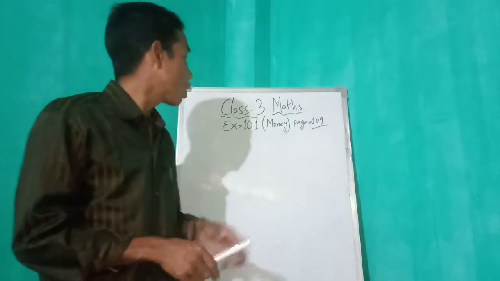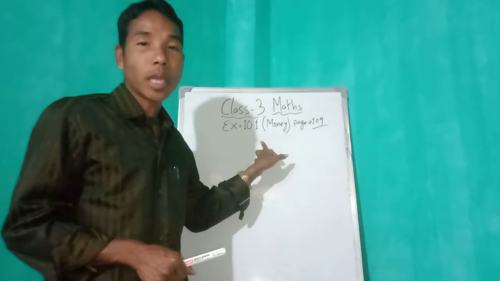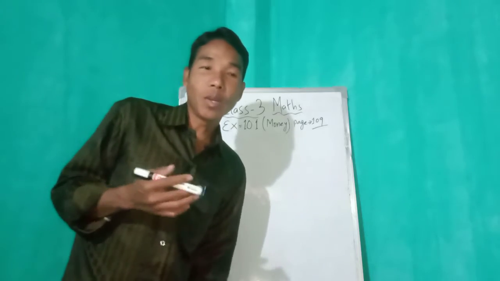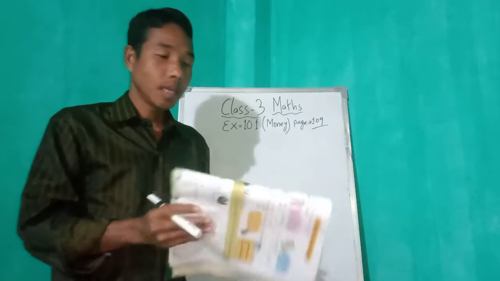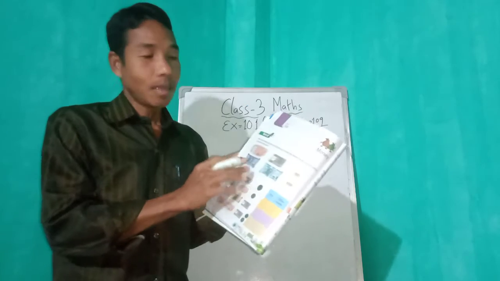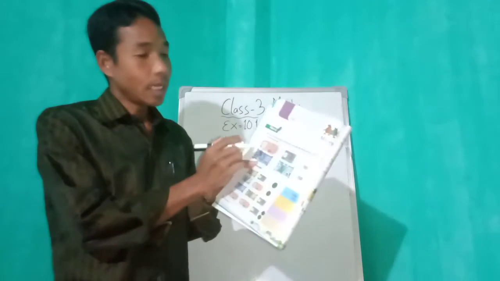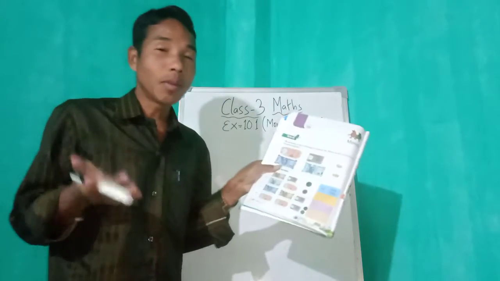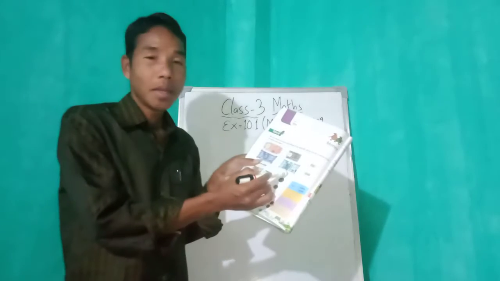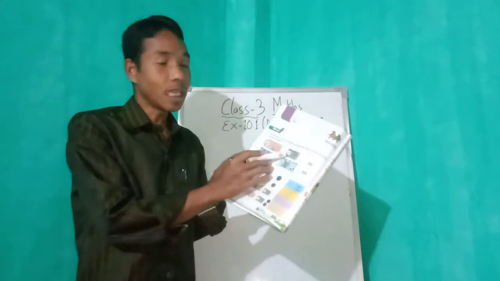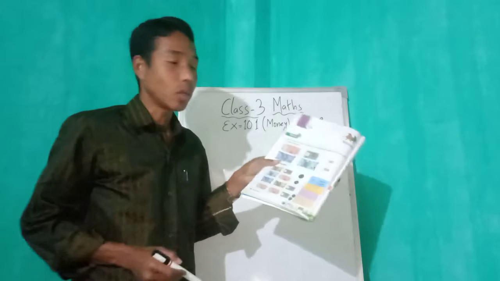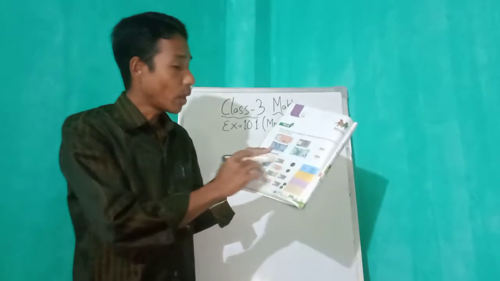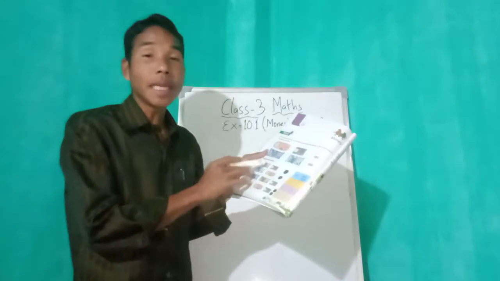So today I am going to teach exercise 10.1 about money. Everyone knows money, no? Everyone has seen money. Can you recognize how many rupees this is? Yeah, this is a 20 rupees note, and this is a 100 rupee note, and this is a 50 rupees note, and this is a 5 rupees note, no? So 10 rupees. So what is telling here in warm up, complete the table.